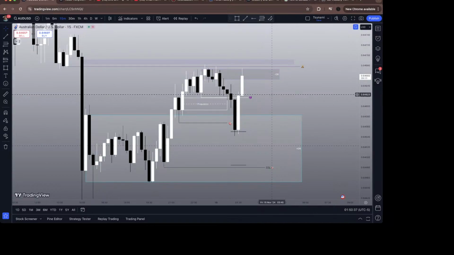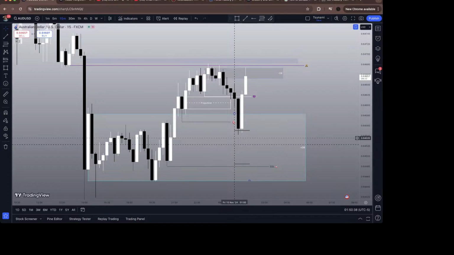I may have, like I said, put in a long or been looking long down here from that 4-hour wick body sweep of this low right here. It meets all the requirements. TP for the shorts is here.